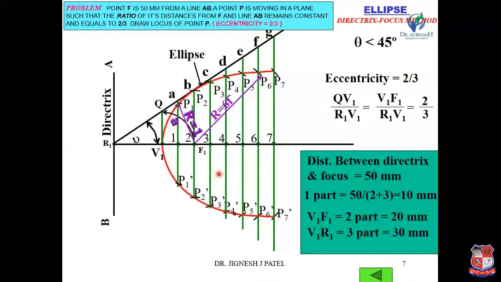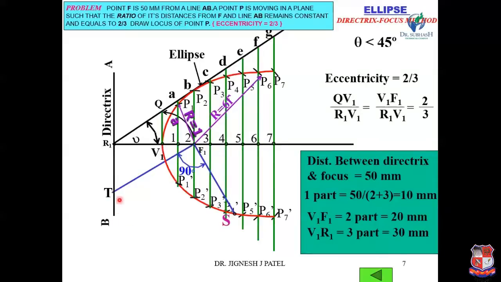Now how to draw the normal and tangent at any point of this ellipse? If you want to draw a normal and tangent at this point S on the ellipse, first of all join this point S with focus F1. Now from F1 draw one line perpendicular to this line SF1. This angle is 90 degrees, and the intersection point of this line with the directrix is T.